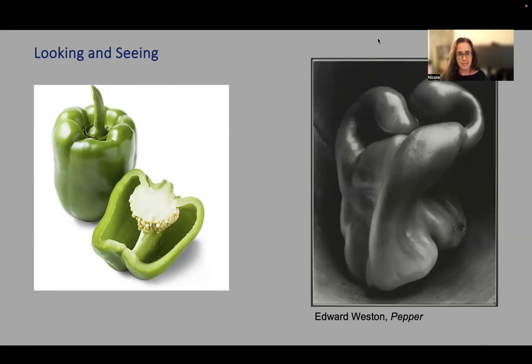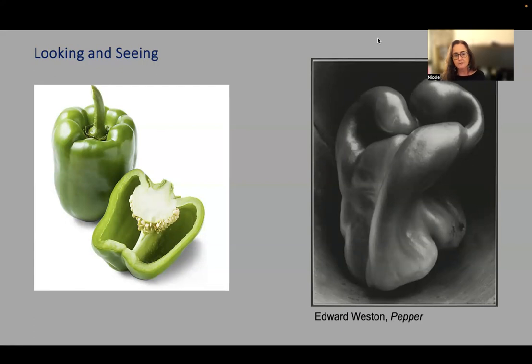So I'm not just going to glance and cut the pepper to make sure that I cut it where I want to cut it. I'm actually entering into a looking process, right? Looking, comparing, and trying to understand. So, and Edward Weston is doing that too. So let's talk about this work.